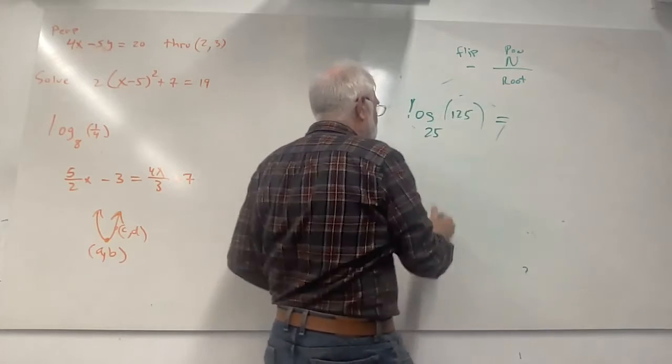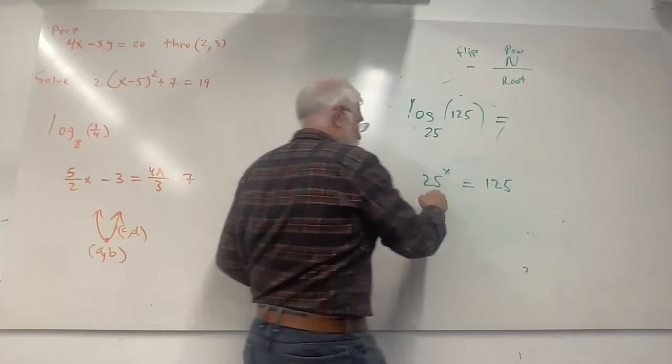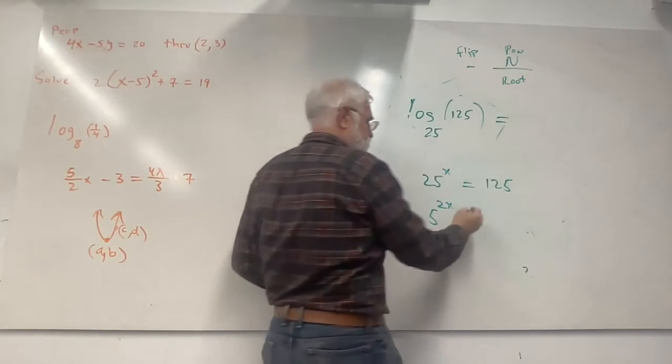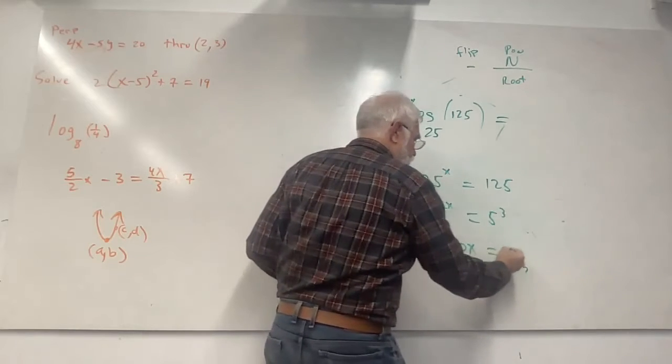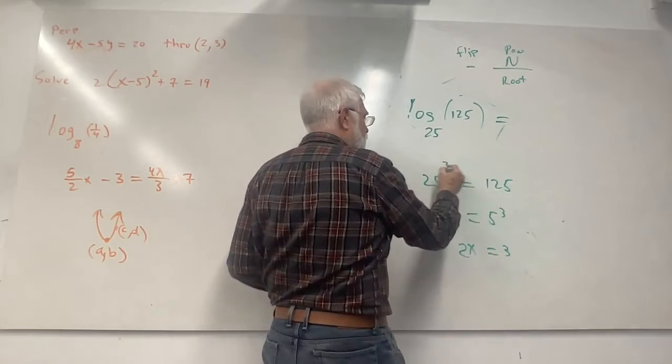Let's do log base 25 of 125. All right, what's happening here? Well, I got to get the same base. So 25 to the what equals 125. 25 is 5 squared, so I'm going to write 5 to the 2x equals 5 to the 3. Sure looks like 2x equals 3. Looks like my answer is 3/2.